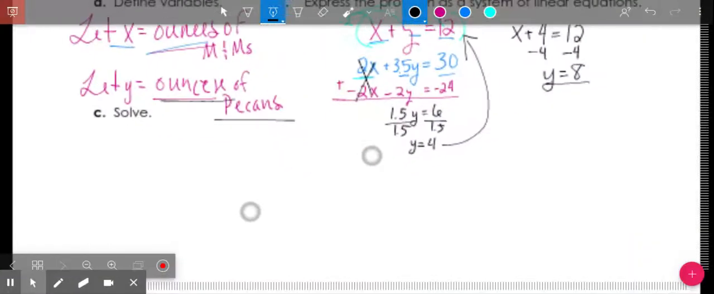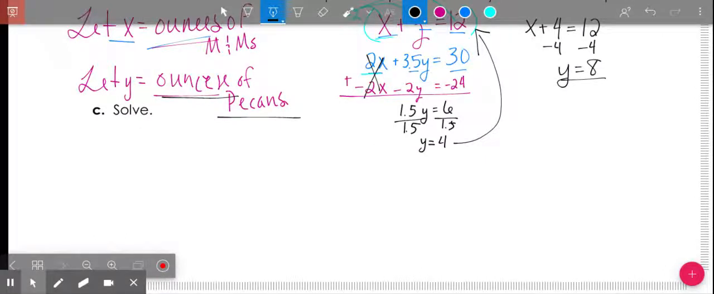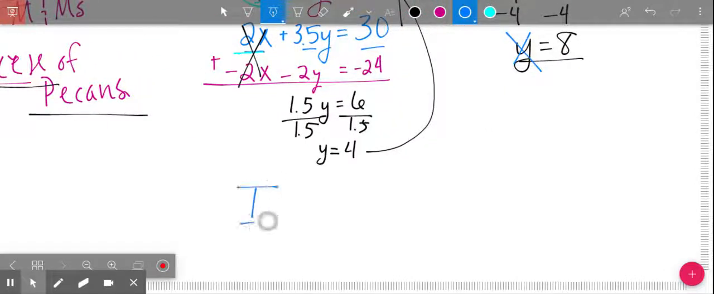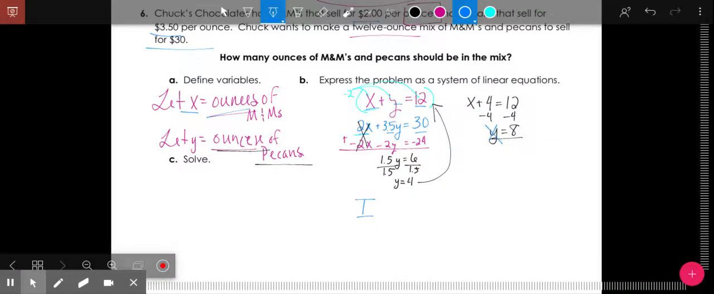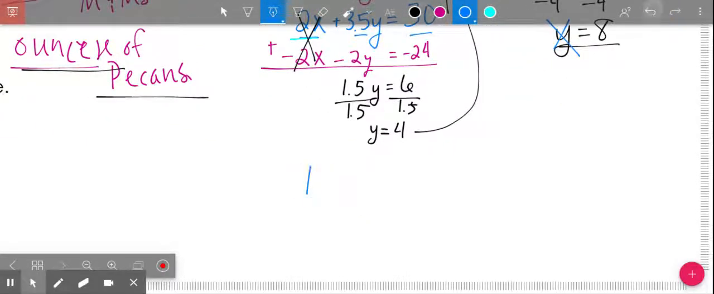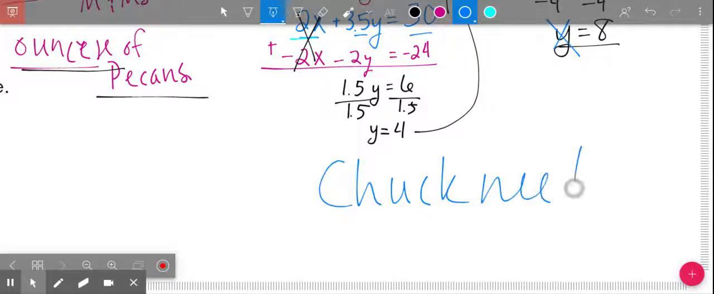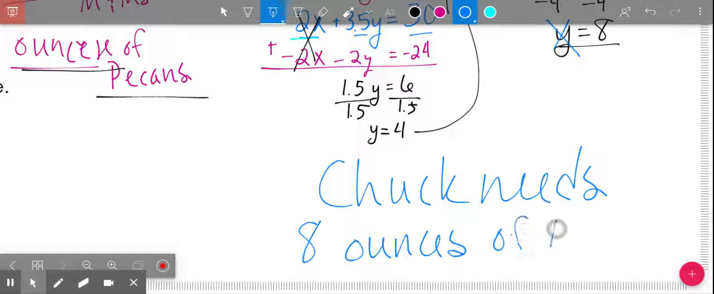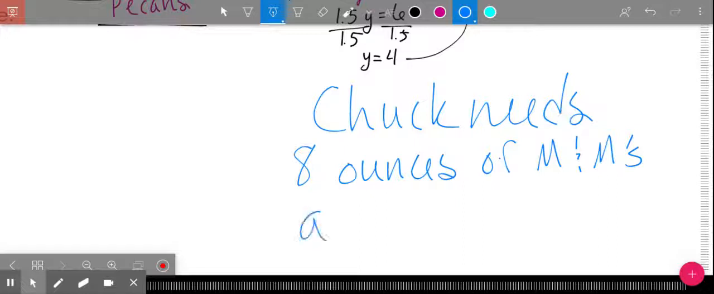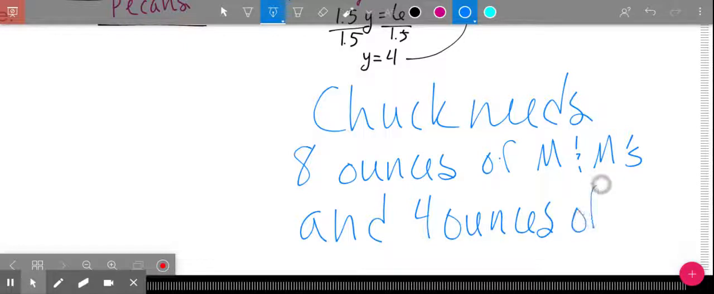So we're going to write that out. Oh, I wrote y. That should be an x. That's what happens when you go too fast, guys. So I need, or actually, it's not me. Who is it? Chuck. Chuck needs 8 ounces of M&Ms and 4 ounces of pecans.